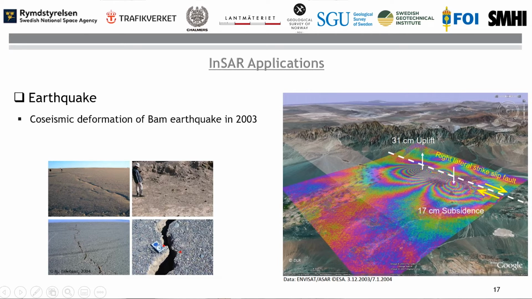And here you can see, for example, by counting the fringes, we can estimate the displacement. And here we have subsidence, and next to the subsidence, we have uplift of up to 31 centimeters. And here we can see some field observations, the line of the faults and the cracks created by the earthquake on the ground.